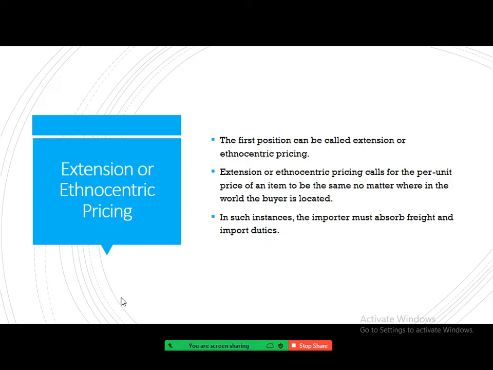In such instances, the importer must absorb the freight and import duties. The extension approach has the advantage of extreme simplicity because it does not require information on competitive or market conditions for implementation. The disadvantage of the ethnocentric approach is that it does not respond to the competitive and market conditions of each national market, and therefore does not maximize the company's profit in each national market or globally.